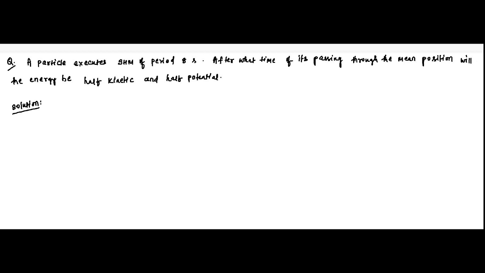Okay, so basically what it is saying is that the kinetic energy and potential energy are equal, because the total energy is always constant. Total energy, that is the sum of kinetic and potential energy, is always constant. So here both EK and EP should be equal, half kinetic and half potential. Only then will each be equal to half of the total energy.